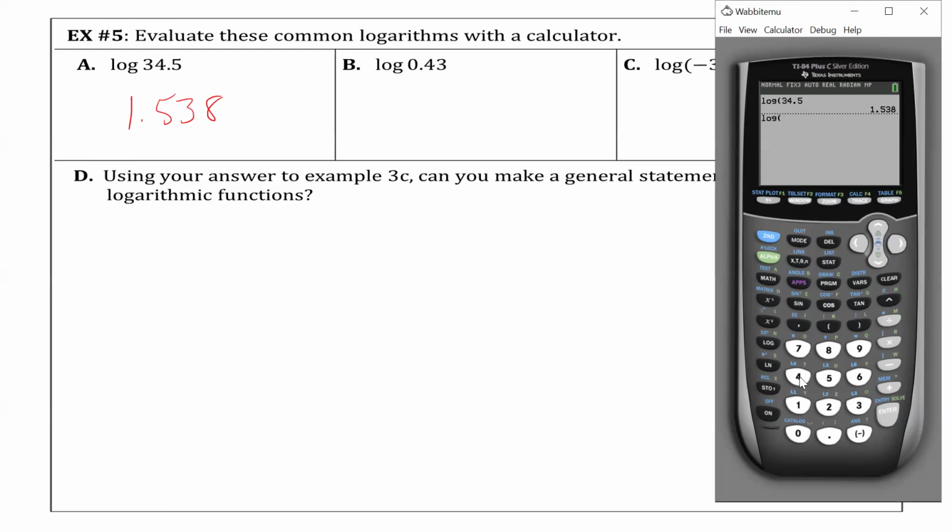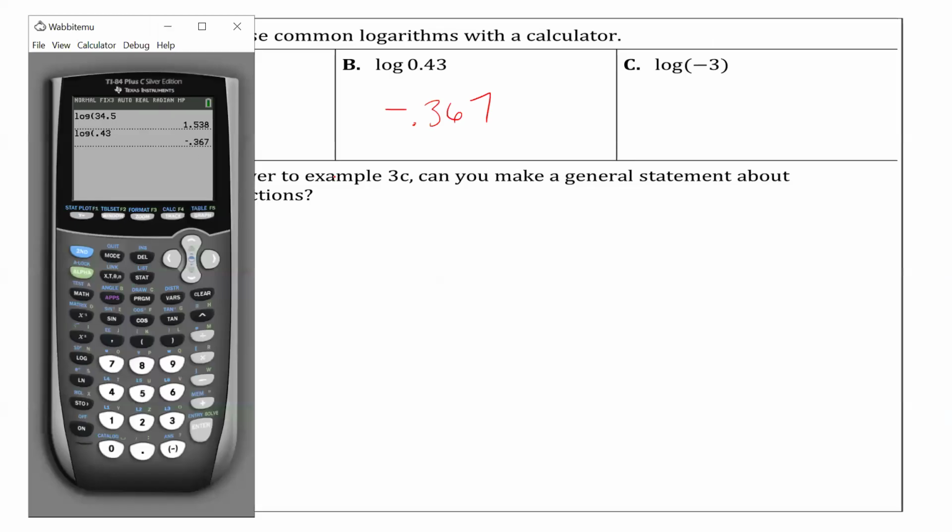Okay. Same thing again. If I'm looking for log of 4300ths, I'm going to get negative 367 thousandths. And then last is log of -3. Can your argument be negative? Your argument can't be negative.